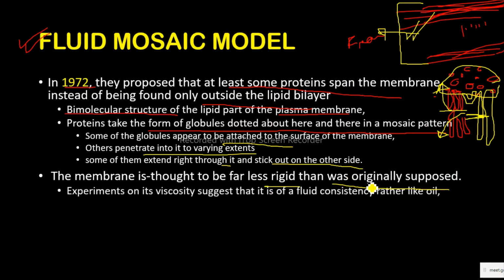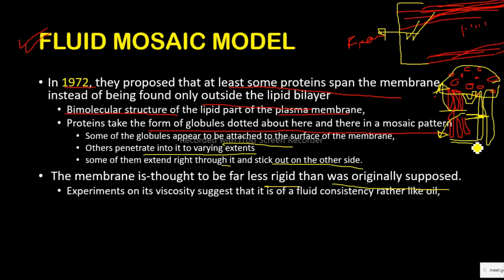Now we should be thinking about the flexibility. Where does it come from? What contributes to the fluidity of the membrane? Now there are two things. Number one, these phospholipids.